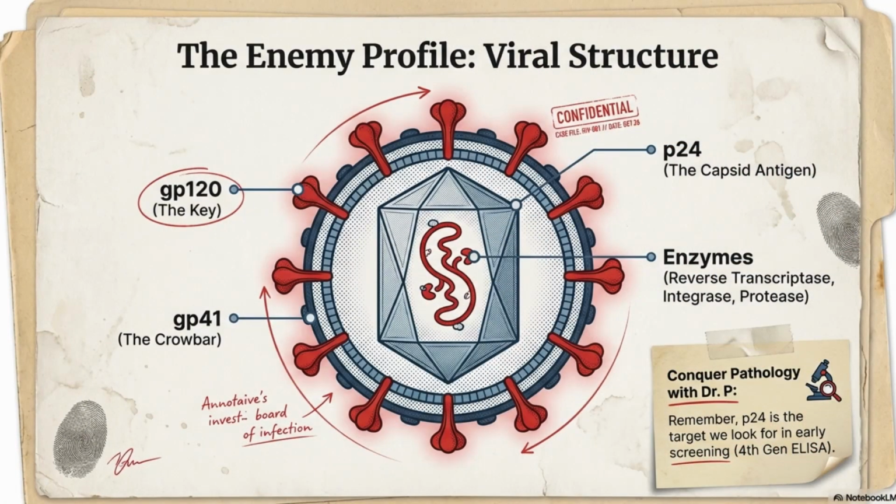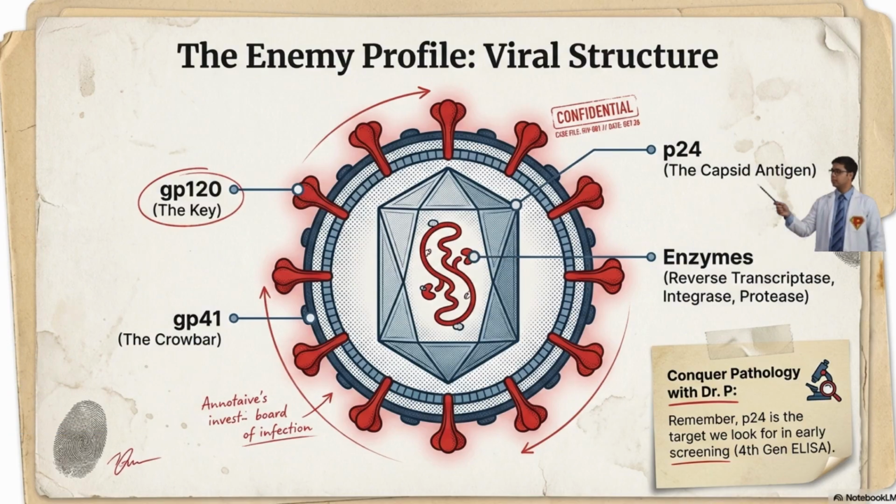First we need a description. Here's the enemy profile. We are looking for a retrovirus with a very specific toolkit. Look at the surface proteins. GP120. This is the key. It picks the lock on your immune cells. GP41. This is the crowbar. It pries the cell open for entry.